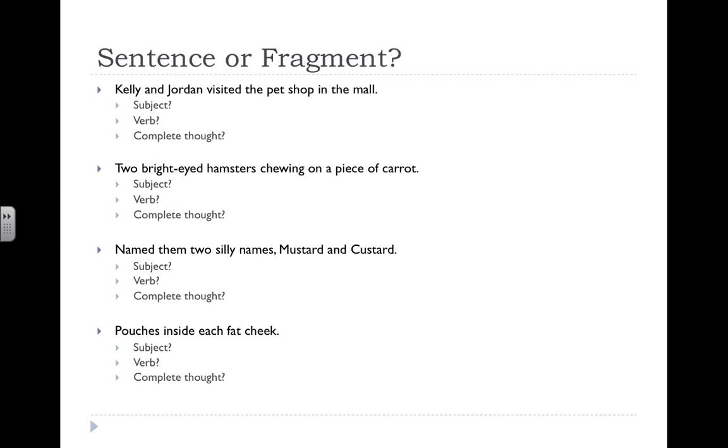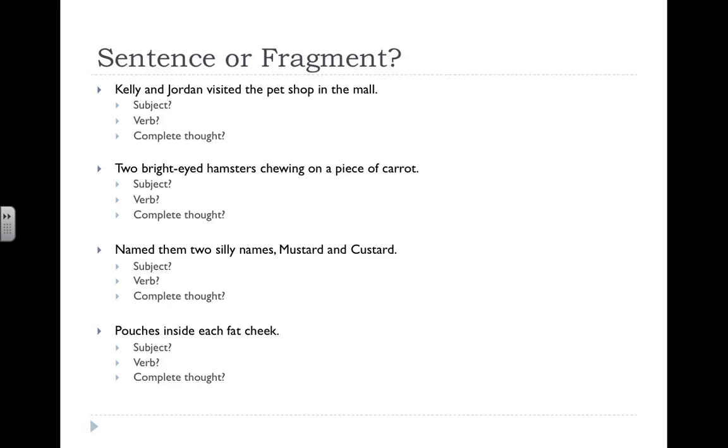Now we're going to review what a sentence or a fragment is and identify the subject, verb, and complete thought. "Kelly and Jordan visited the pet shop in the mall." The subject would be Kelly and Jordan. What did they do? They visited the pet shop in the mall. It's a very clear sentence.